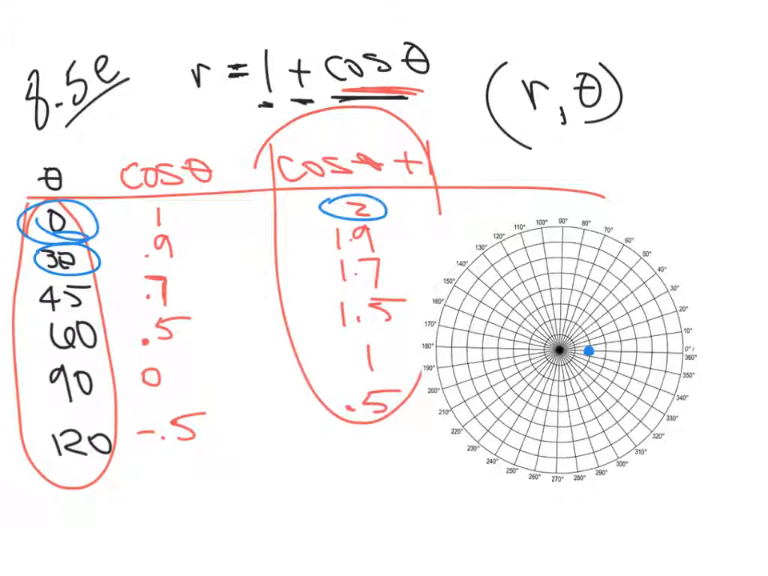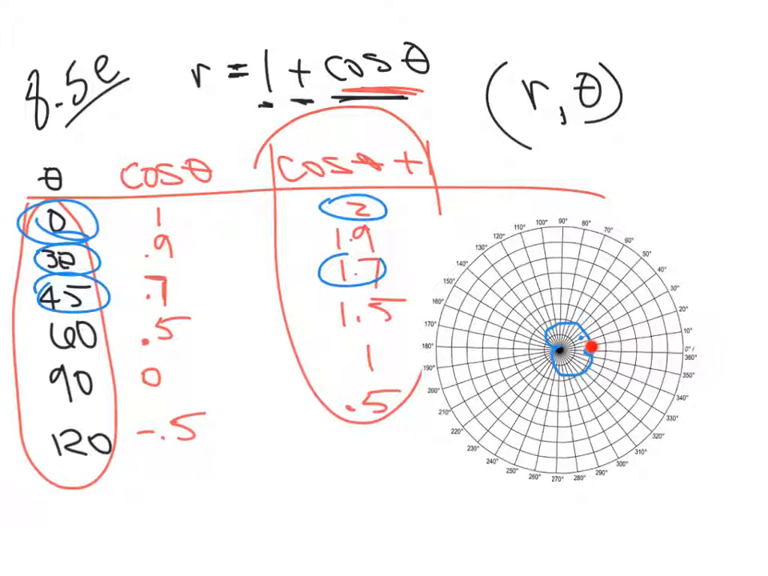So 30 degrees, and it's about right there, not quite 2. And then I go 45 degrees, 1.7 long. So I go up 45 degrees, and I go 1.7. And I just keep graphing until I end up getting something that looks like that. So notice I only went up to 120. So that's only going to give me to 120.